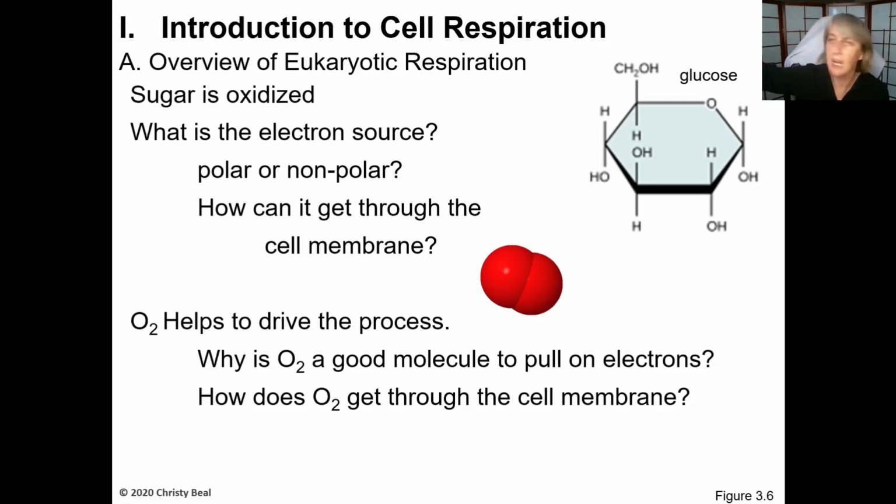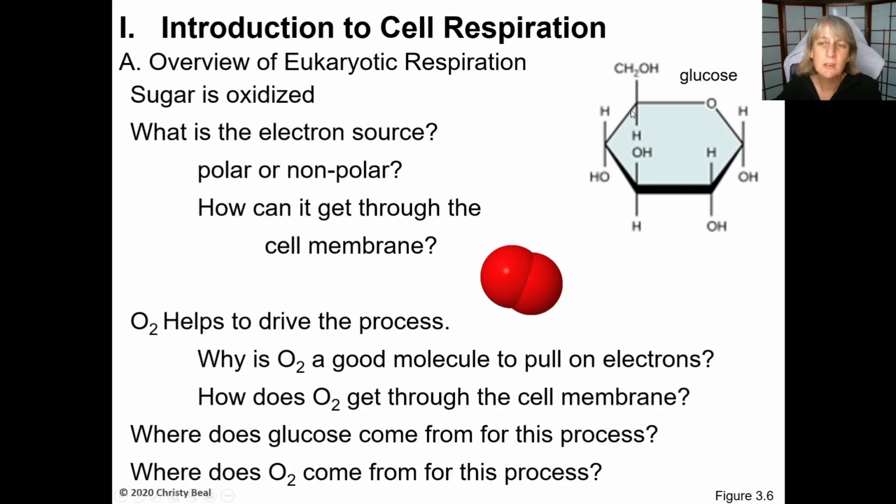I'm going to put it at the very end, and I'm going to have it pull electrons through the mitochondria. Why is oxygen good at that? Also, how does the oxygen get in? This is a small, non-polar molecule. How did it get into the mitochondria in the first place?